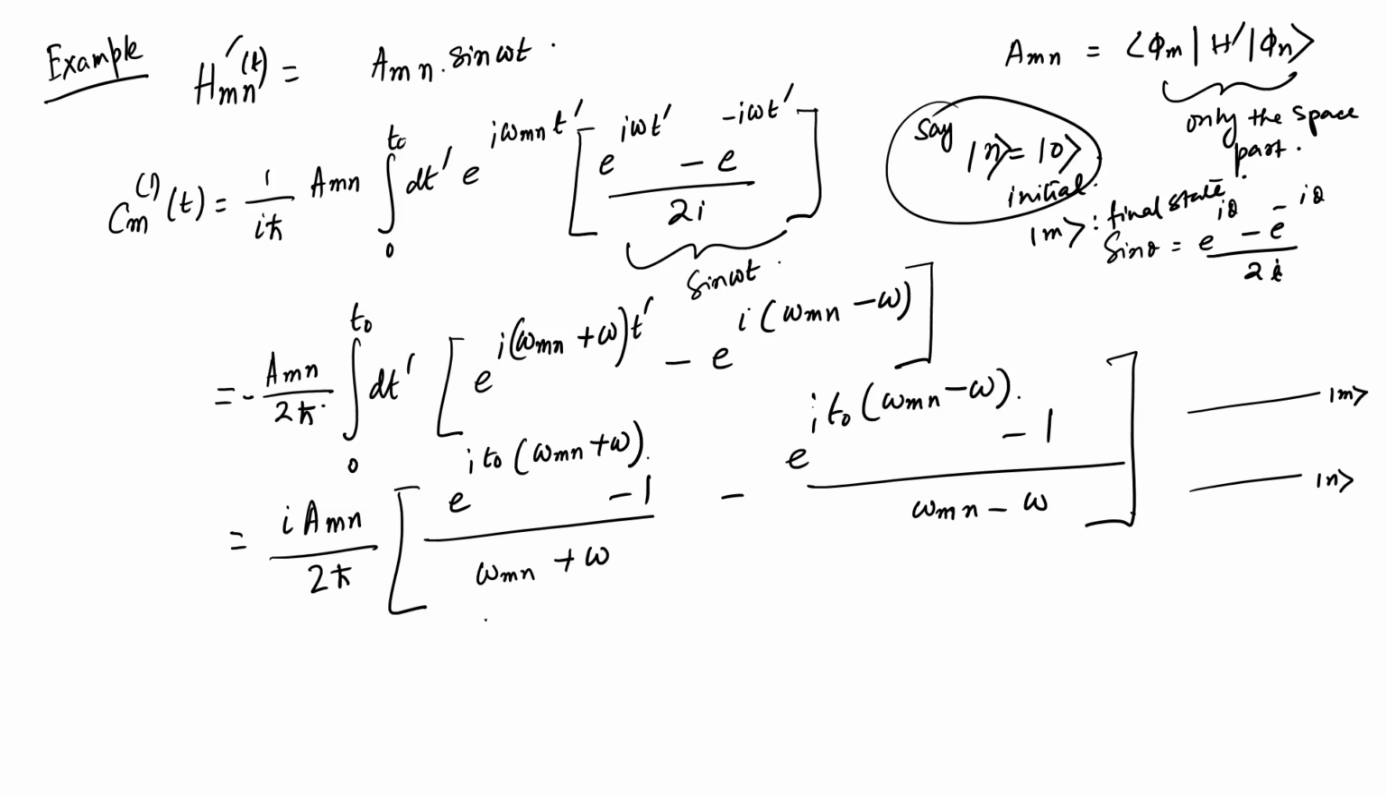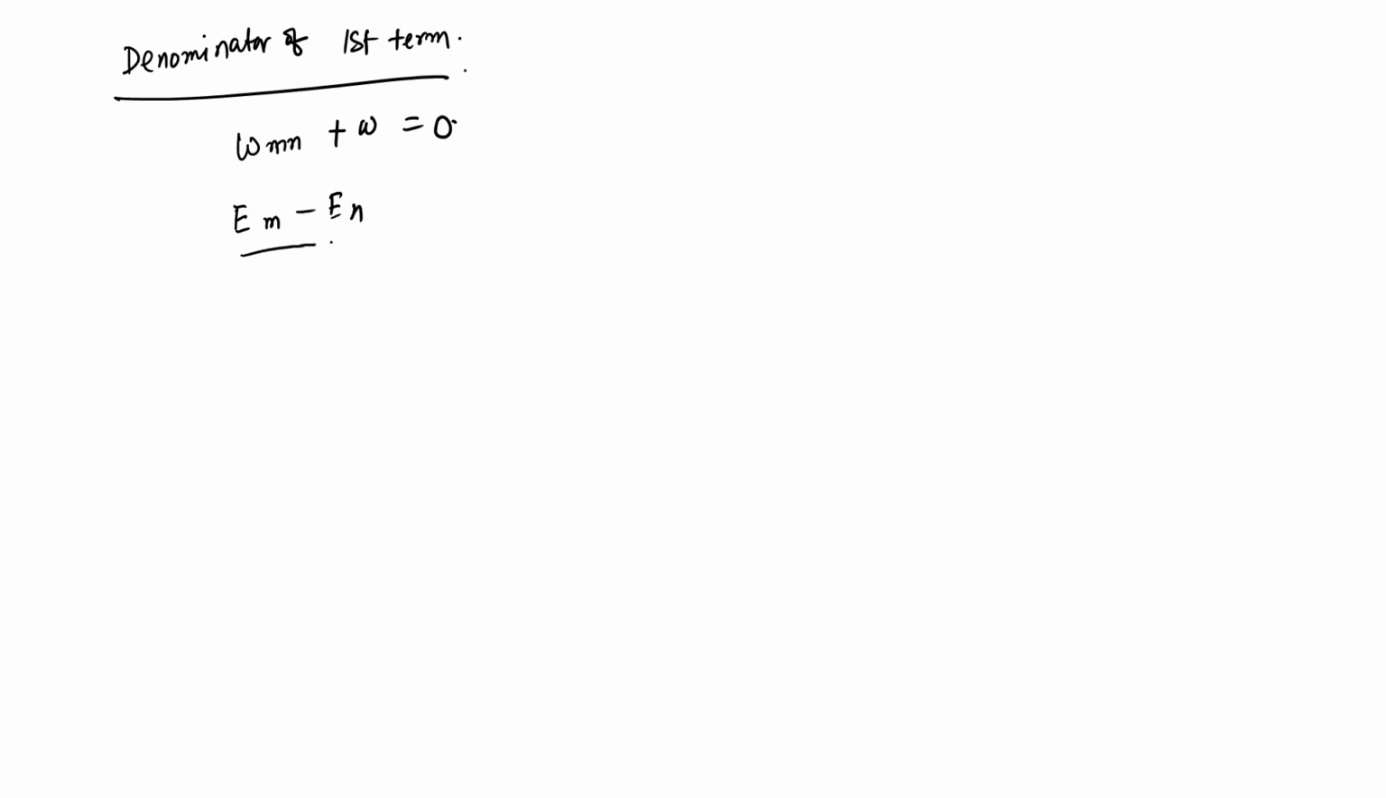Let us look at these denominators, and these denominators will tell us something. So, let us look inside the bracket, at the denominator of the first term. And we have what happens when the denominator goes to 0, that is, the term blows up. So, if omega_mn plus omega goes to 0, then what we have is that (E_m minus E_n) divided by h cross plus omega equal to 0.